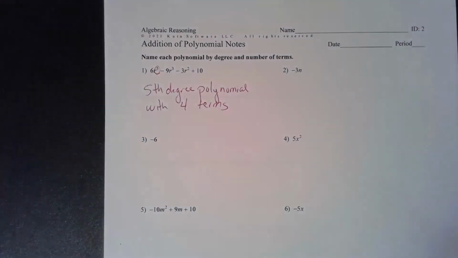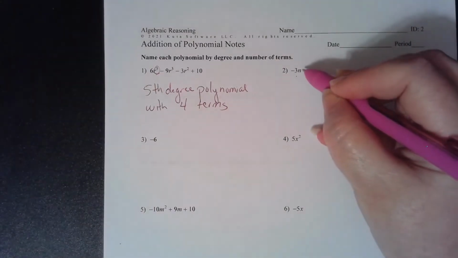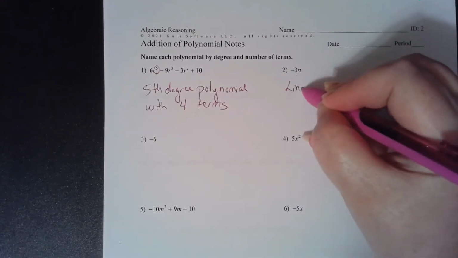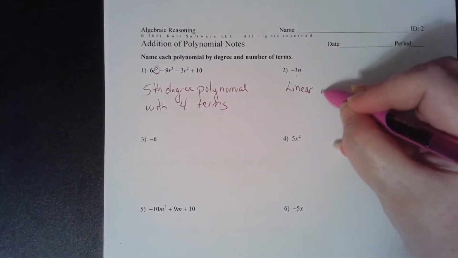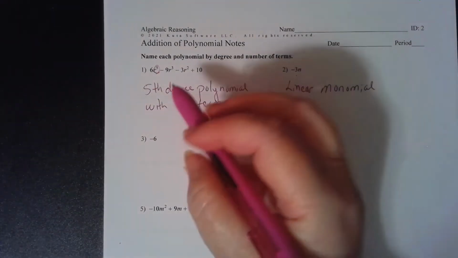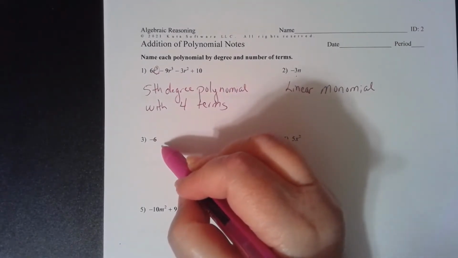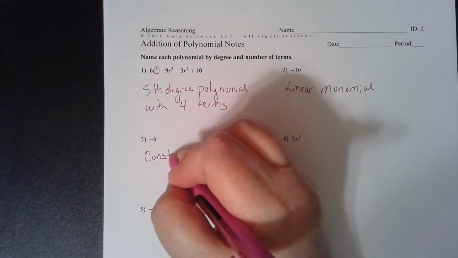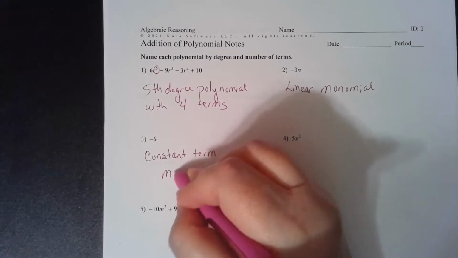Terms are separated by pluses and minuses. Okay? Right, second one over here. This is assumed to be to the 1st power, so it is linear. And since there is only one term here, it is a linear monomial. This has no variables, so it does not have a degree. That means it is a constant term. That's what we just call it, a constant term monomial.